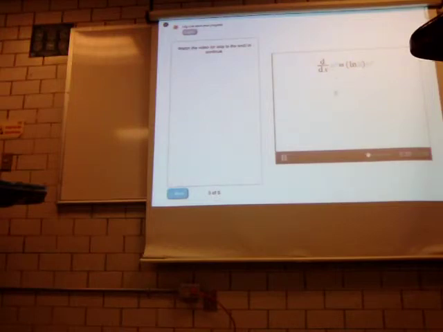Let's find the derivative of the function 5 to the x. This derivative is equal to some number times 5 to the x. What is this missing coefficient?